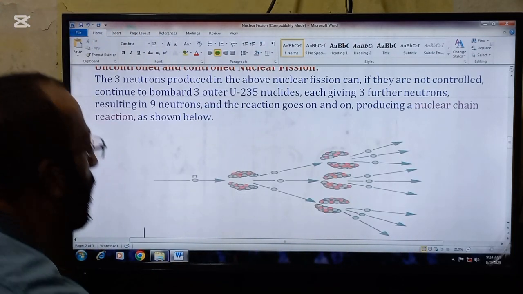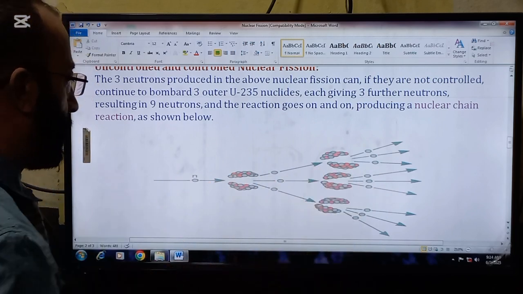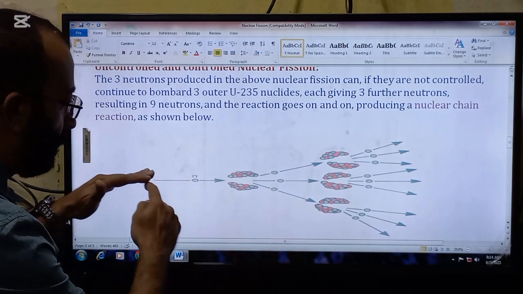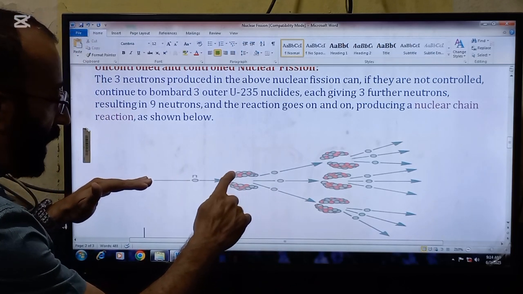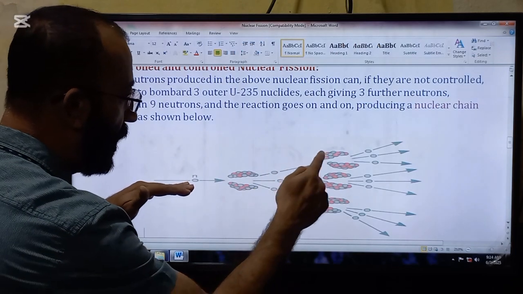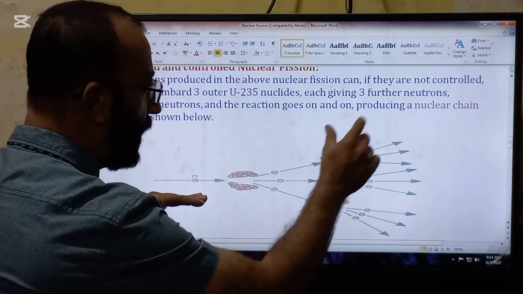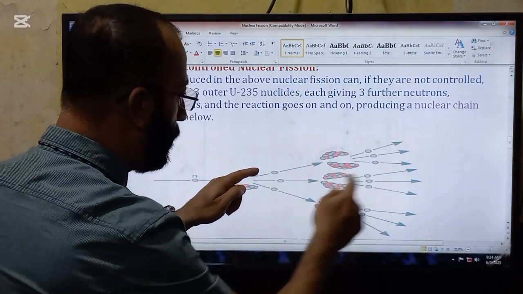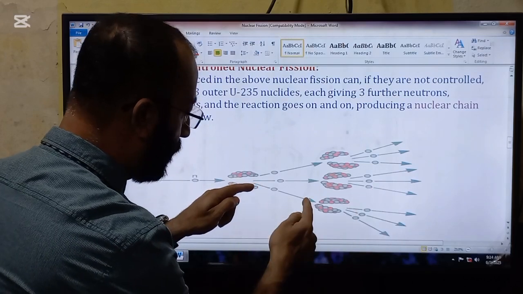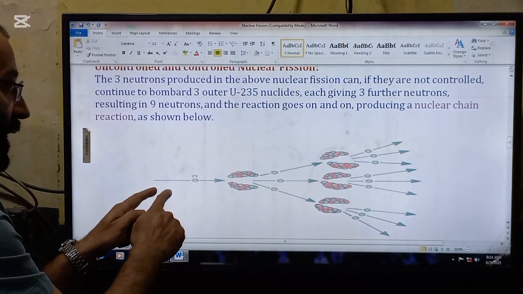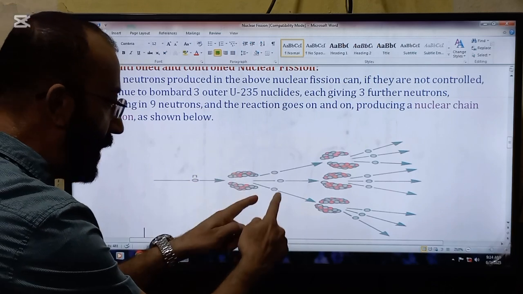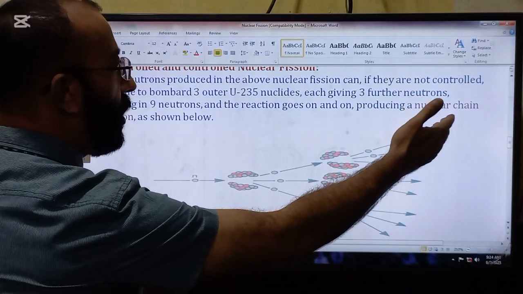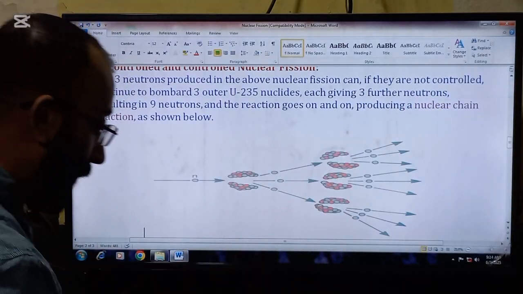So this is the figure that is showing the uncontrolled fission process. 1 neutron is produced, 3 are further produced. So 1 is bombarded on the nuclide of uranium-235, and 3 neutrons are produced. Each one is further striking another uranium-235 nuclide, and through this, further 3 are produced, and again further 3 are produced. So in the beginning, there was 1 producing 3. These 3 are producing 9, and this process will be multiplied. This kind of reaction is called a nuclear chain reaction, and this is uncontrolled.